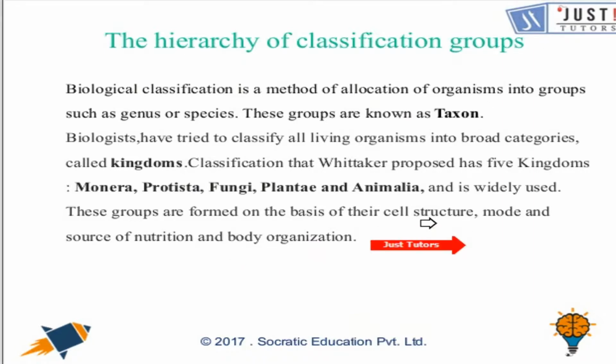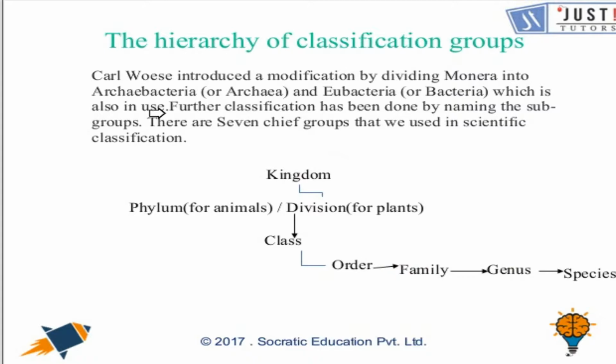Biologists have tried to classify all living organisms into broad categories called kingdoms. We have basically 5 kingdoms: Monera, Protista, Fungi, Plantae, and Animalia. Let's talk about each of them in detail, but before that, let's talk about the hierarchy of classification groups.